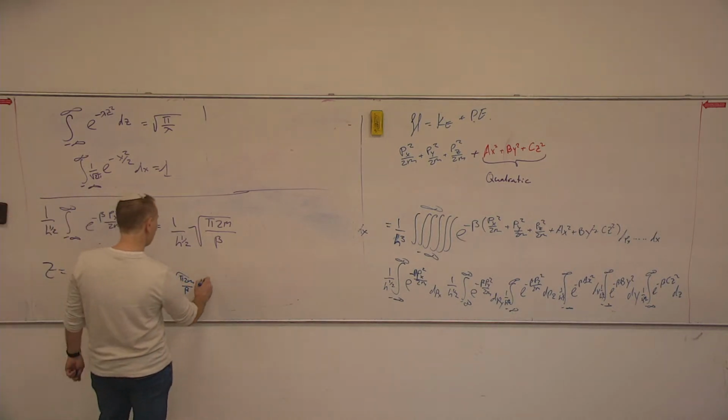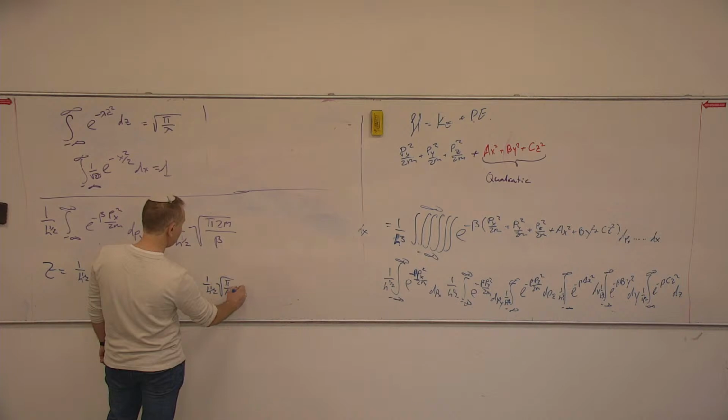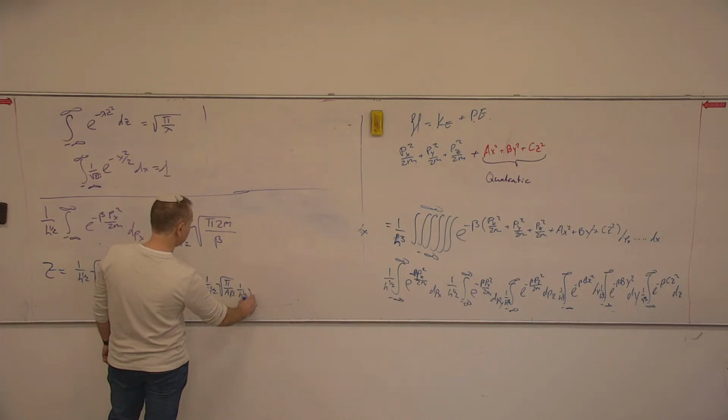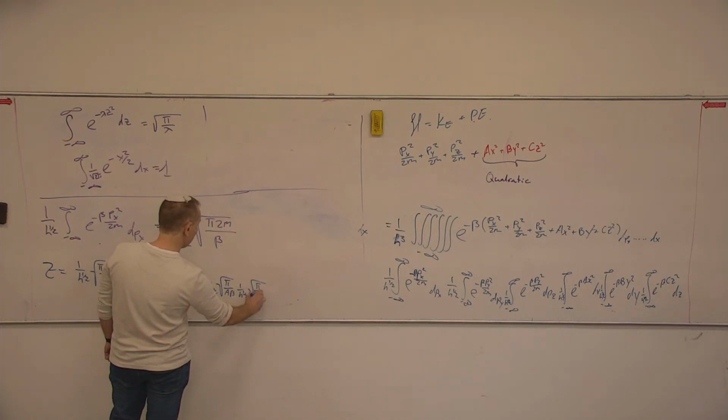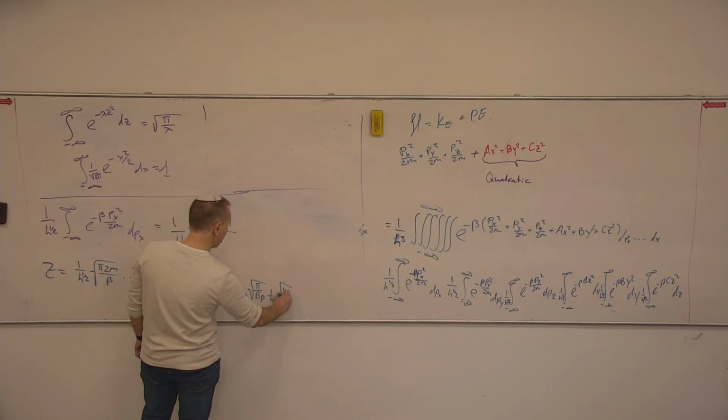What else? 1 over h to the half, square root of pi over a beta, 1 over h to the half, square root of pi over b beta, 1 over h to the half, square root of pi over c beta.